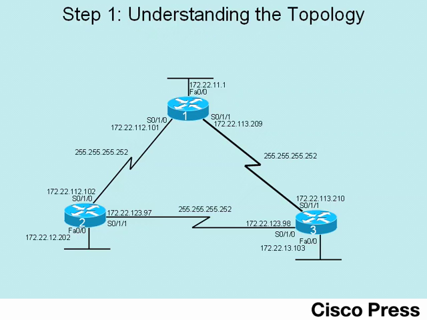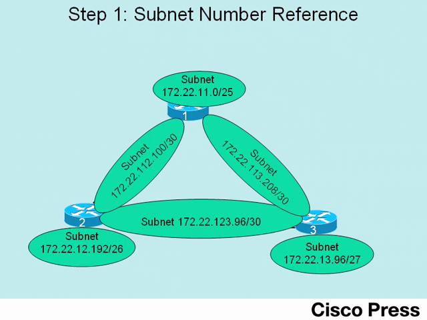We've got this 255.255.255.252 mask used on the serial links, and each of the three LAN subnets uses a different mask: /25 on the top LAN, /26 on the bottom left LAN off router 2, and then a /27 mask off of router 3. Also, for reference, the screen now shows the subnet numbers of the 6 subnets used in this topology.